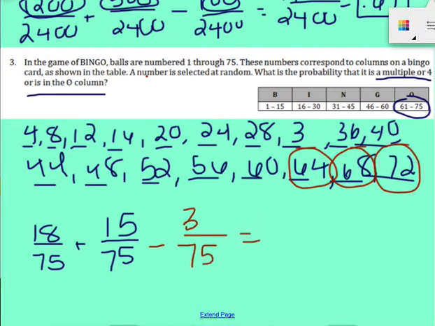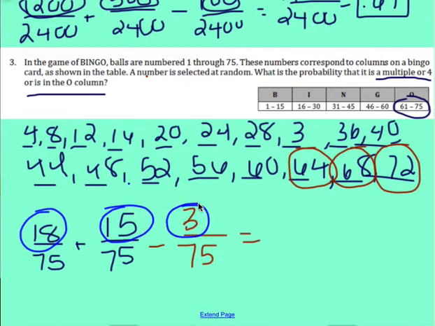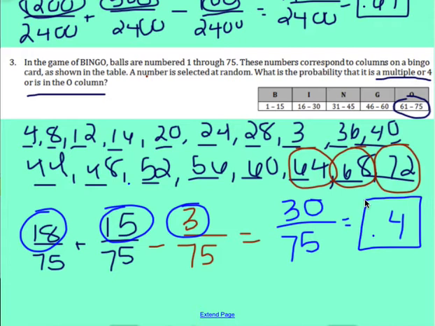So now we can simplify our fractions. We're going to do 18 plus 15, and then subtract 3. 18 plus 15 minus 3 gives us 30 out of 75. Then you take 30 divided by 75, and that gives you 0.4.